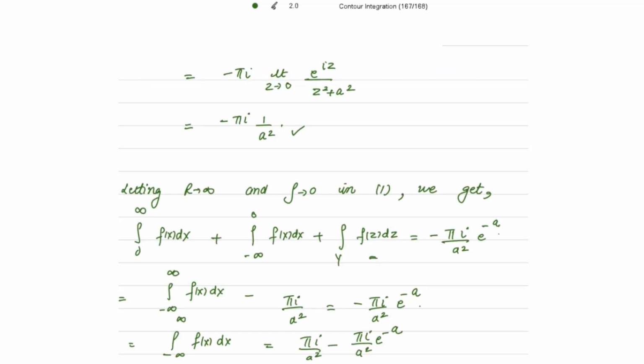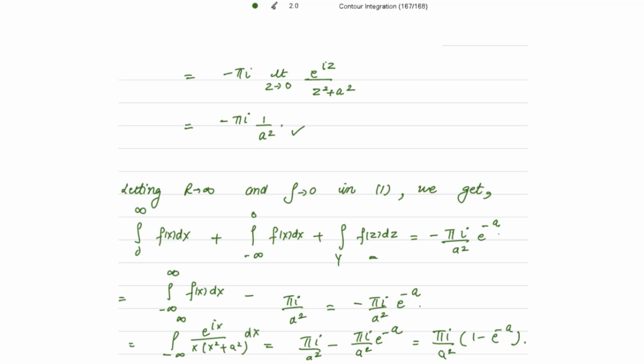Writing the next step here only. Just take pi iota over a square common. So this is pi iota over a square into 1 minus e to the power negative a. Right? Okay, because I have iota here, and f of x is what? Just write f of x here first. The value is e to the power iota x over x into x square plus a square.